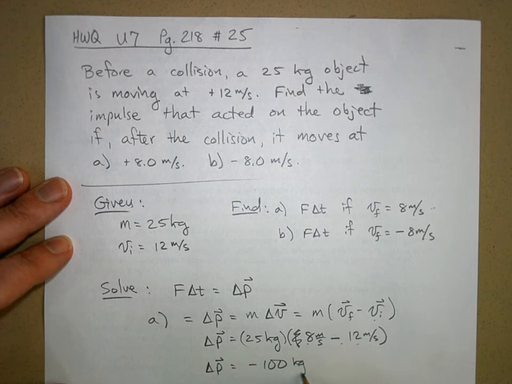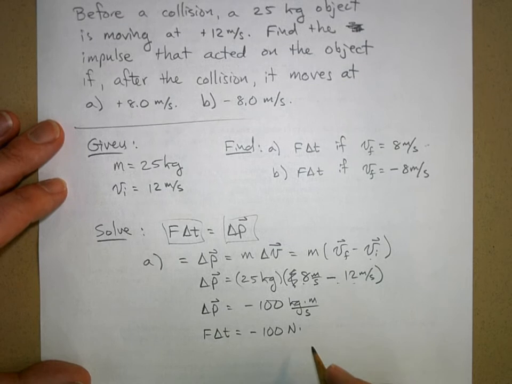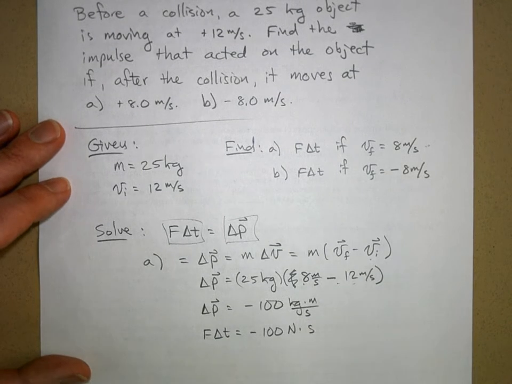Now this is kilogram meters per second, but it's asking for impulse. If you put a box around this, I'm going to give it to you. The impulse momentum theorem says the impulse is equal to the change in momentum. But just to be complete, I'm going to say this: F times delta T, the impulse, is equal to negative 100 newton seconds.